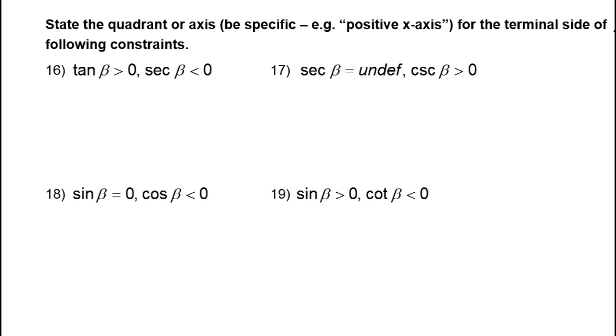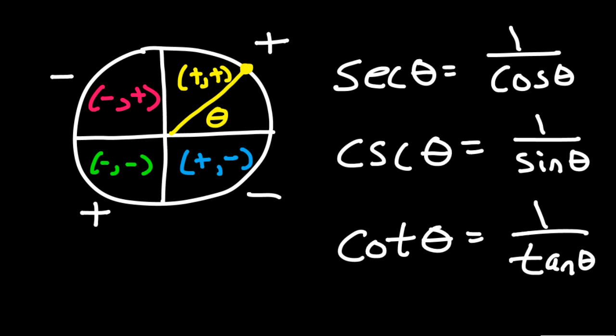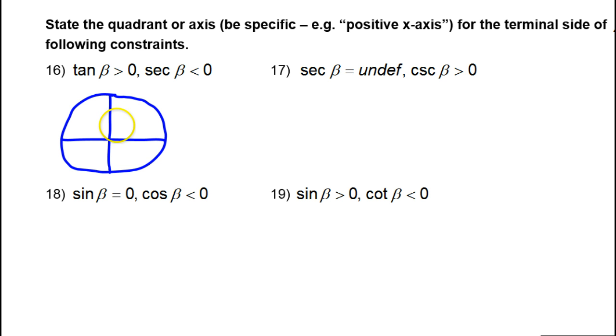So looking at number 16, we're told that the tangent of an angle is greater than 0. So in other words, the tangent is positive. So before I go any further, let's talk about where tangent is positive. Now remember our little discussion. Tangent is positive in the first quadrant and in the third quadrant. So I'm going to use highlighting to help us visualize. So tangent is positive here, and tangent is positive here.